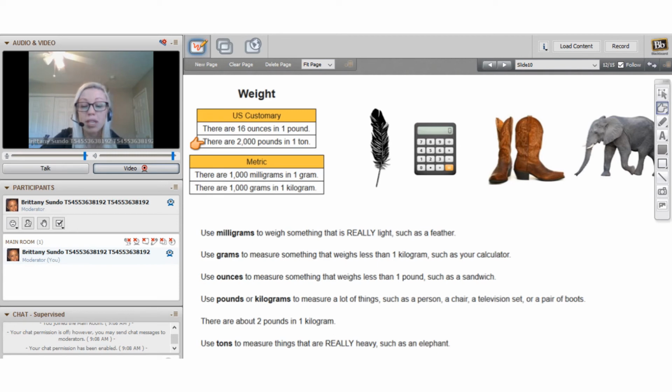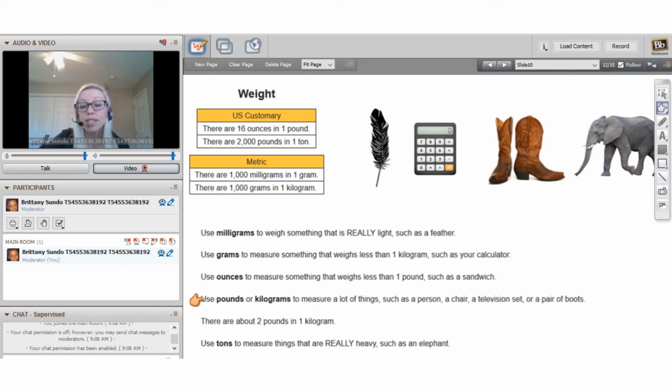So milligrams we use to weigh something that is really, really light, such as a feather. Grams we would use to measure something a little bit heavier, but it still weighs less than 1 kilogram. So such as like a calculator, that would be something that would be measured in grams. We could use ounces to measure something that weighs less than 1 pound. So something like a sandwich or maybe like one of those little juice cups. We would use those for ounces to measure those.